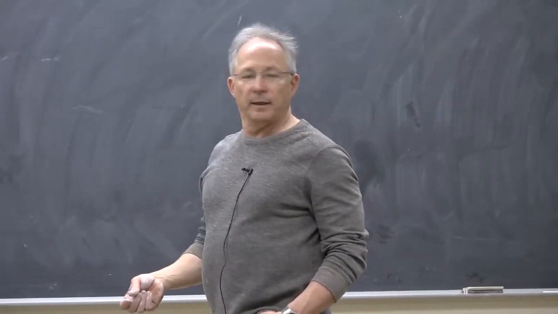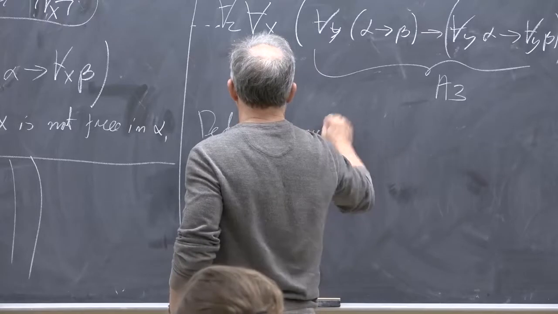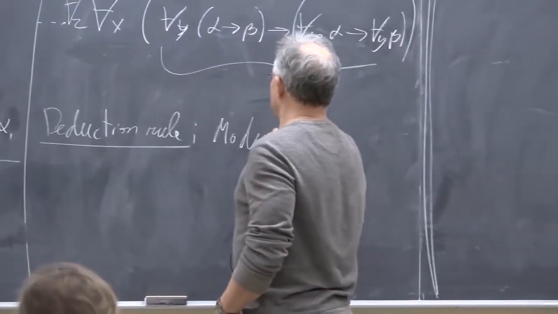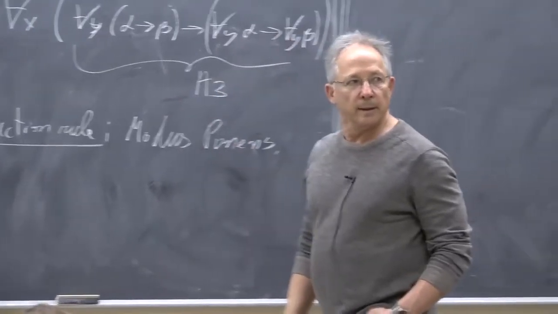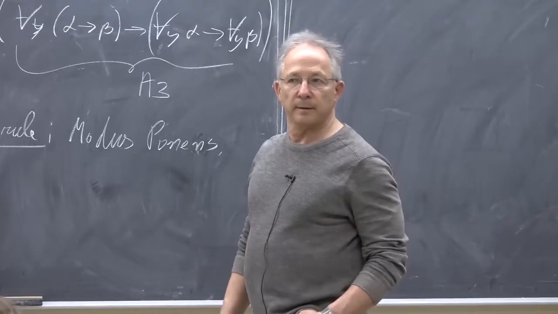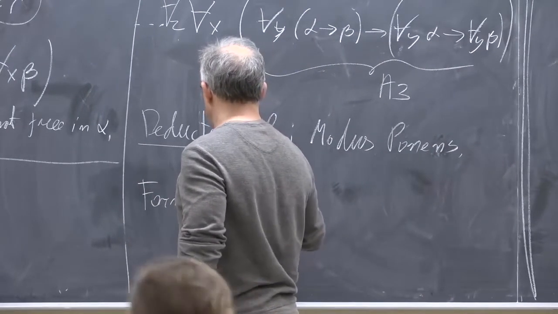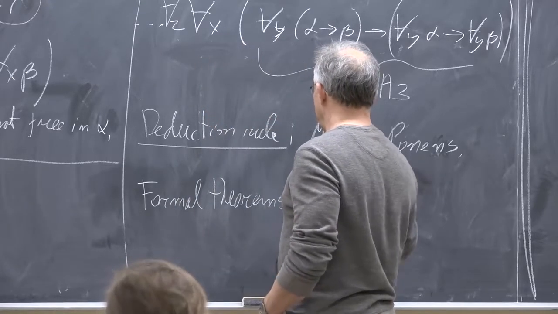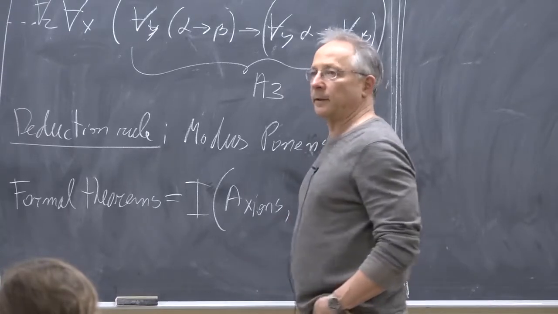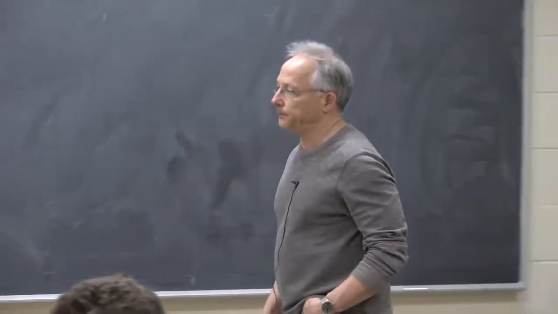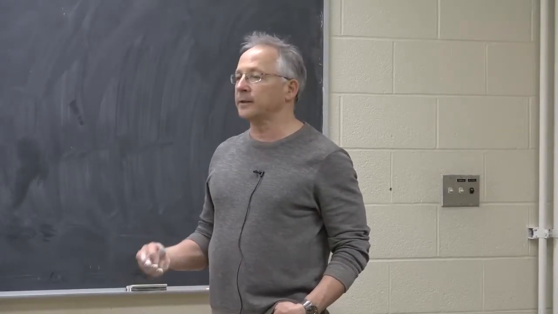Now to get a proof system, we need a deduction rule. So the deduction rule is the same modus ponens that we had in propositional logic. It's exactly the same rule. And this gives me my proof system. So the set of formal theorems is I of the axioms and modus ponens, just like we had in propositional logic. A formal theorem is anything that we can generate by starting with axioms and using modus ponens.